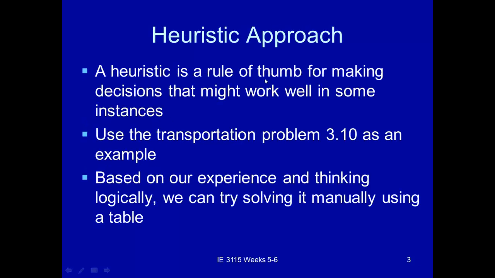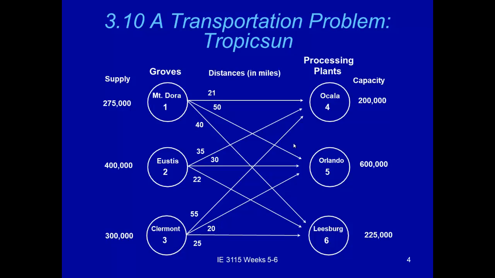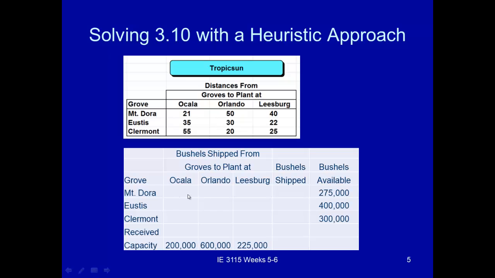A heuristic approach is a rule of thumb for making decisions that might work well in some situations. For example, we'll use the transportation problem. We'll try to solve it manually, based on your experience and thinking logically. So that's the transportation problem, and we formulated it. Those are the distances between each pair, and we have the bushel amount available and the capacity. Remember, we're trying to minimize the total bushel distance.